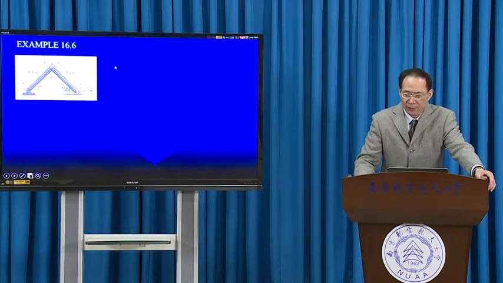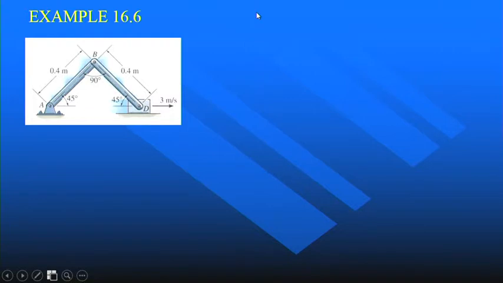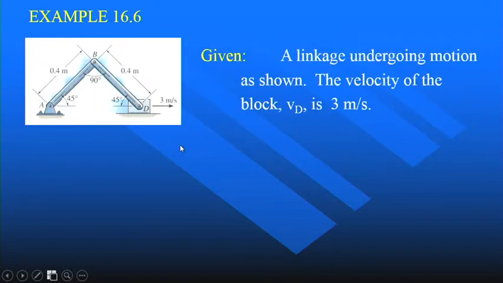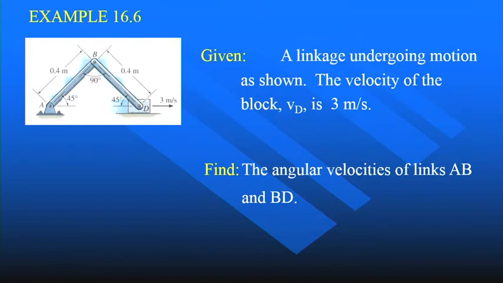Now, let's come to see an example. Example 16.6. This is also a mechanism called crank and linkage mechanism. At this instant, we already know the velocity of the piston. Here is a block D. Vd is equal to 3 meters per second. This is what we have already known. Other dimensions have been shown in the diagram.